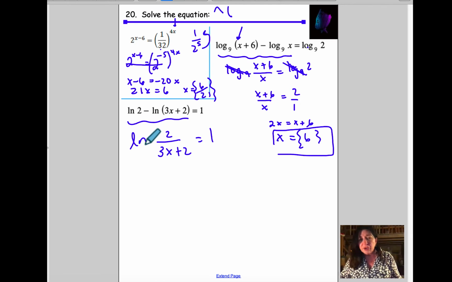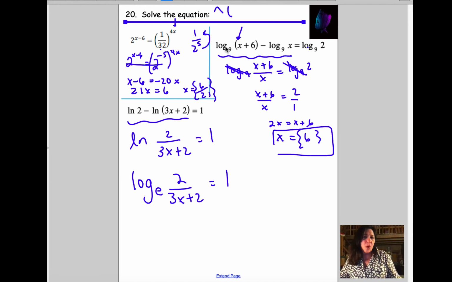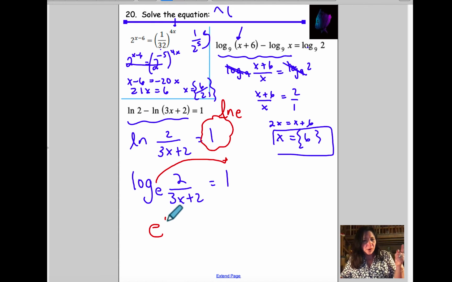So what you need to do is change this ln to log base e of 2 over 3x plus 2, and that equals 1. And by the way, 1 can also be written as ln of e, right? That's also 1. Don't forget that. Okay, take the base across the equal sign. e to the 1 power equals 2 over 3x plus 2.